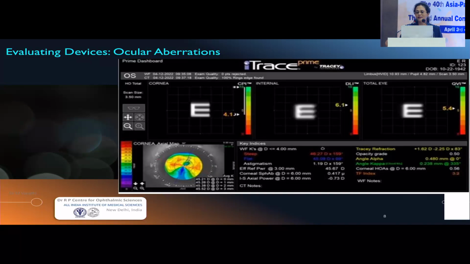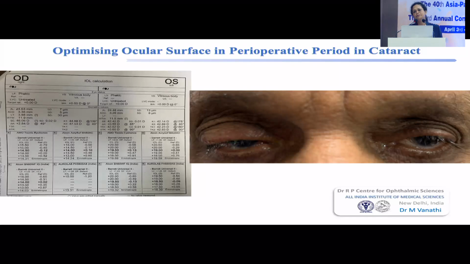Corneal scars, and these are eyes which have higher order aberrations. In the presence of corneal higher order aberrations, you would not want to do a toric implantation, because that's going to make the patient more unhappy.